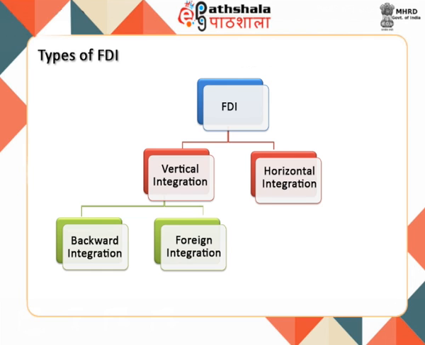Backward integration, that is upstream, happens when a firm integrates its input supplying units. Forward integration, that is downstream, happens when a firm integrates its output selling units. When internalization takes place across borders, it is called internationalization. In contrast, horizontal integration occurs when a firm invests at the same stage of the production process which is currently undertaken. Hence, horizontal integration means expanding horizontally.